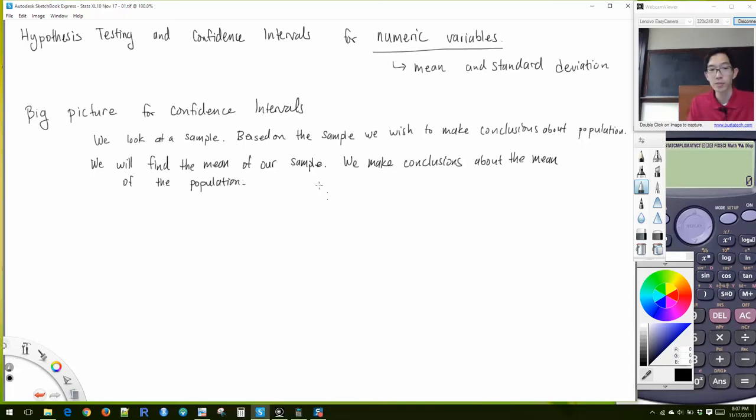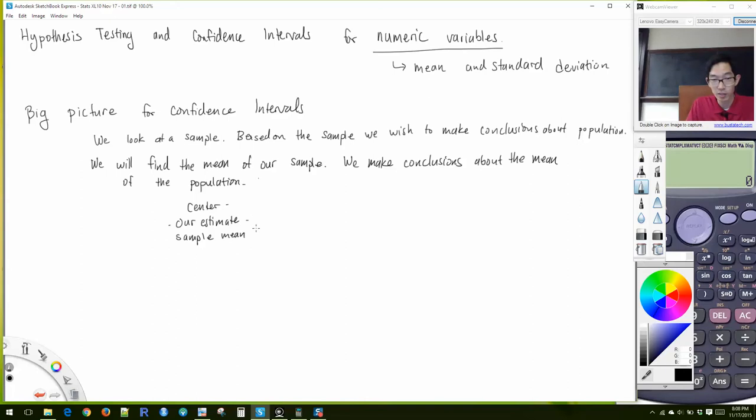Okay, so we will find the mean of our sample, and based on that, we make conclusions about the mean of the population. And whenever we use the confidence interval, what goes in the middle of our confidence interval? Our current estimate of the population mean, right? So in the center, we put our estimate. And so what is our estimate of the population mean? Our sample mean, okay? Our estimate, which would be our sample mean.